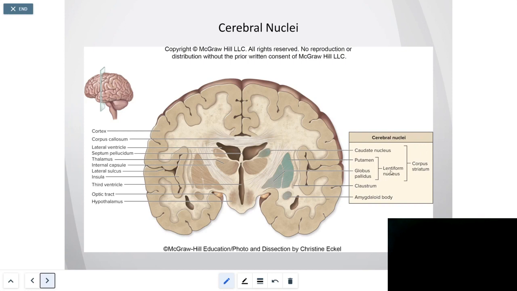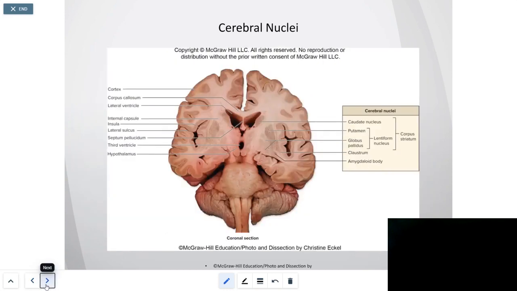You have the lentiform, which includes your putamen, globus pallidus, caudate nucleus, amygdaloid, and the claustrum. Right? So they're deep within. They're bundled within the darker stained regions of these neurons.